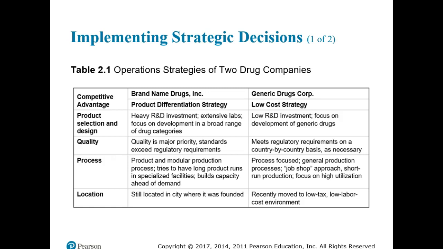And just look at the differences, where you have competitive advantage focus, product differentiation strategy. You see heavy investments, extensive labs, focus on development in a broad range of drug categories, as opposed to low investments, focus on development of generic drugs, okay, for low cost. Next, in respect to quality, the product differentiation strategy has quality as a major priority. Standards exceed regulatory requirements, whereas the low-cost strategy meets regulatory requirements on a country-by-country basis. Okay, so low-cost is just meeting compliance. And the same goes with process and location.